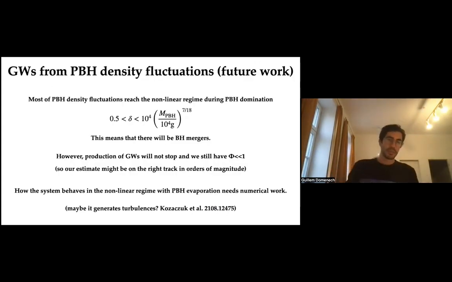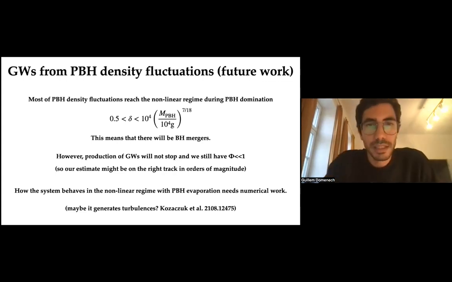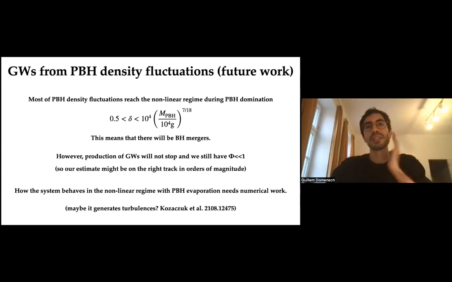Now there are some problems. So I think this case is interesting. You can test the primordial black hole dominated universe, but there are some problems. And the worst one is that the primordial black hole density fluctuations grow.